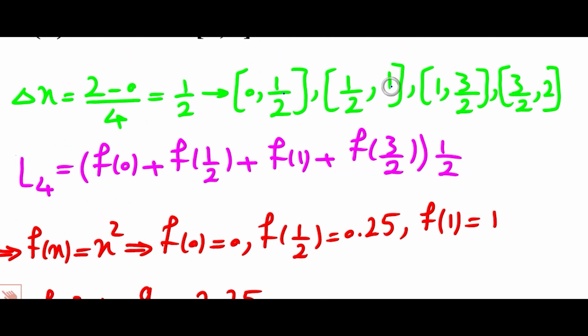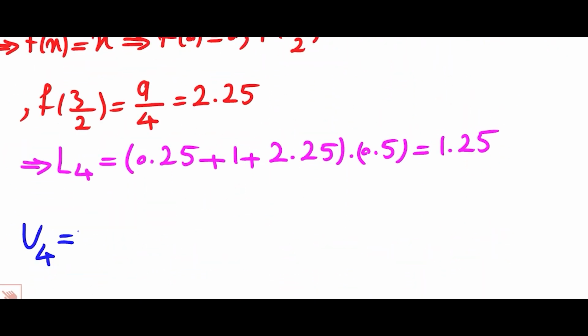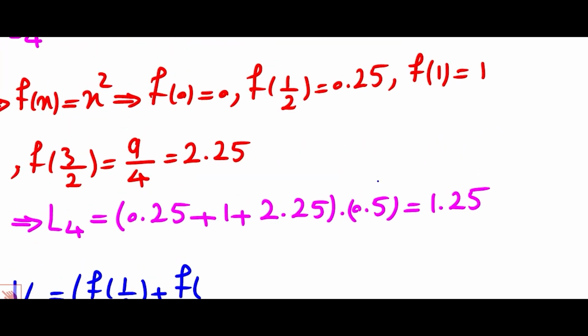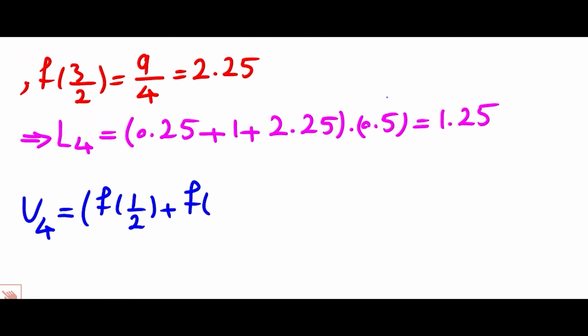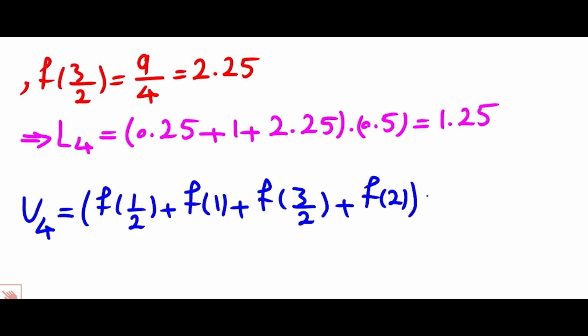And U4, use right endpoints, means 1/2, 1, 3/2, and 2. So we have f of 1/2 plus f of 1 plus f of 3/2 plus f of 2 times delta x, right?